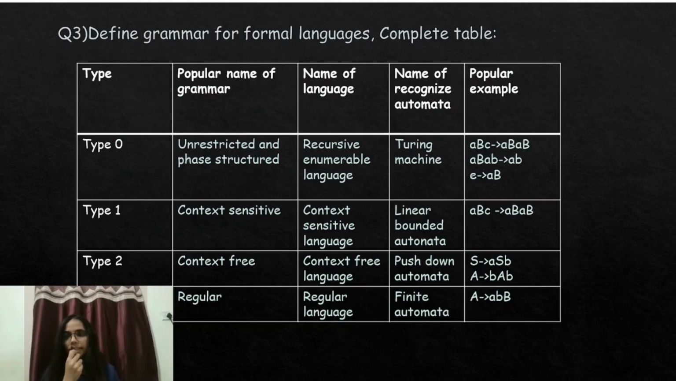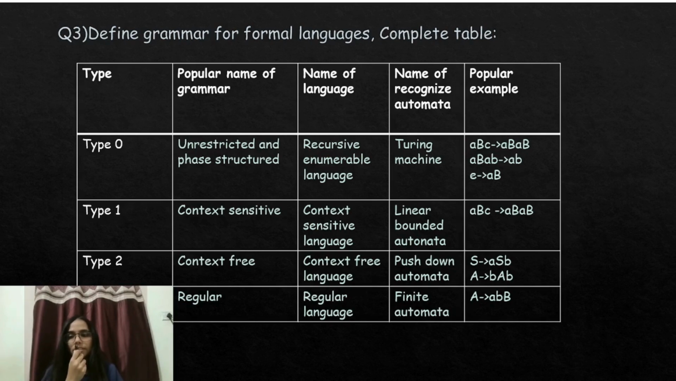We have question number 3 here. Question number 3 states: define the grammar for the following languages, complete the table. In question number 3, we have to complete the table of all the given types of grammars, that is type 0, type 1, type 2 and type 3. The name of type 0 grammar is unrestricted or phrase structured. The name of type 1 grammar is context sensitive grammar. The name of type 2 grammar is context free grammar, and the name of type 3 grammar is regular grammar.